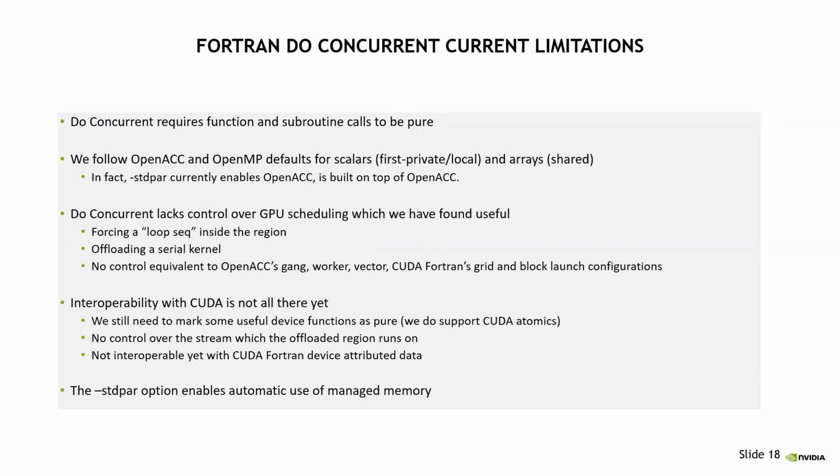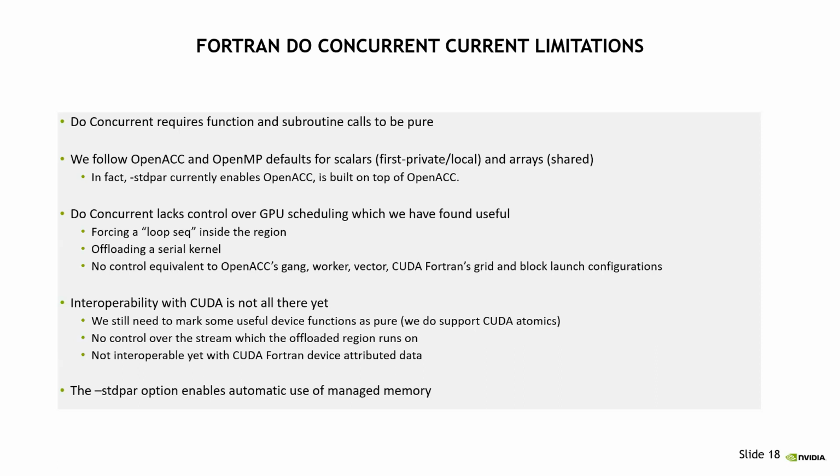We have some current limitations in do concurrent. This is work in progress. Do concurrent in Fortran requires all function and subroutine calls to be pure. So if you just take a do loop that has function calls in it and convert it to a do concurrent, you may run into this. And we're not quite sure what we're going to do about that. Maybe we will, under a flag, relax the requirement that all subroutine calls be pure. Otherwise, as a programmer, it's your responsibility to say, yes, this is pure, and just put the pure attribute on those function and subroutine calls.